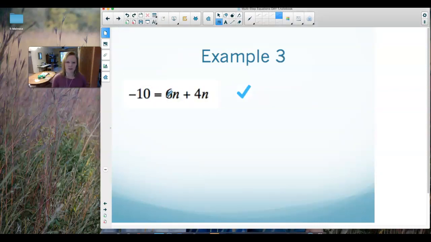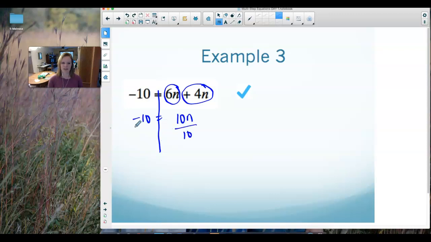Let's try another one. This one is very similar to the first one, where we have two terms with variables. So we combine those: 6n and a positive 4n is 10n equals negative 10. And then we have a simple one-step equation, so divide by 10. So n equals negative 1.